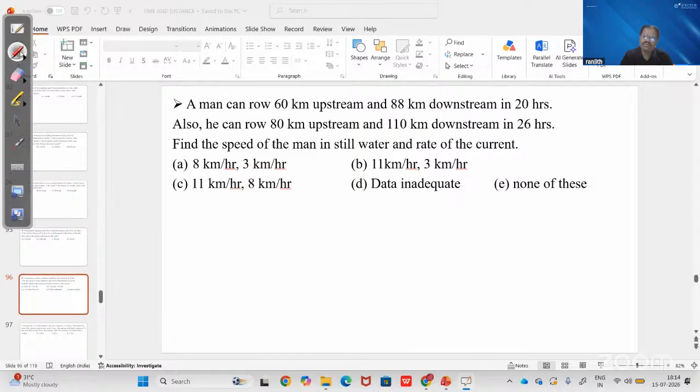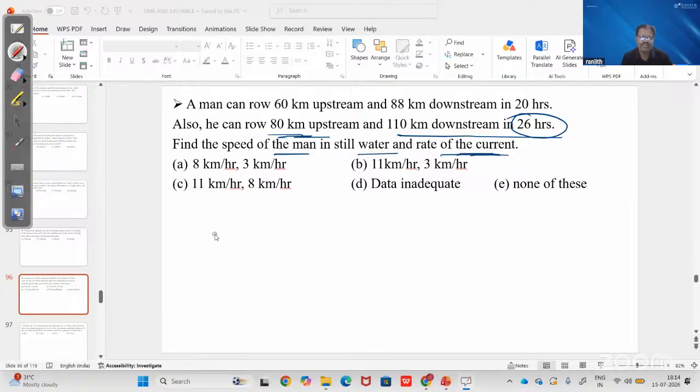A man can row 60 kilometers upstream and 88 kilometers downstream in 20 hours. Also, he can row 80 kilometers upstream and 110 kilometers downstream in 26 hours. Find the speed of the man in still water and the rate of current.